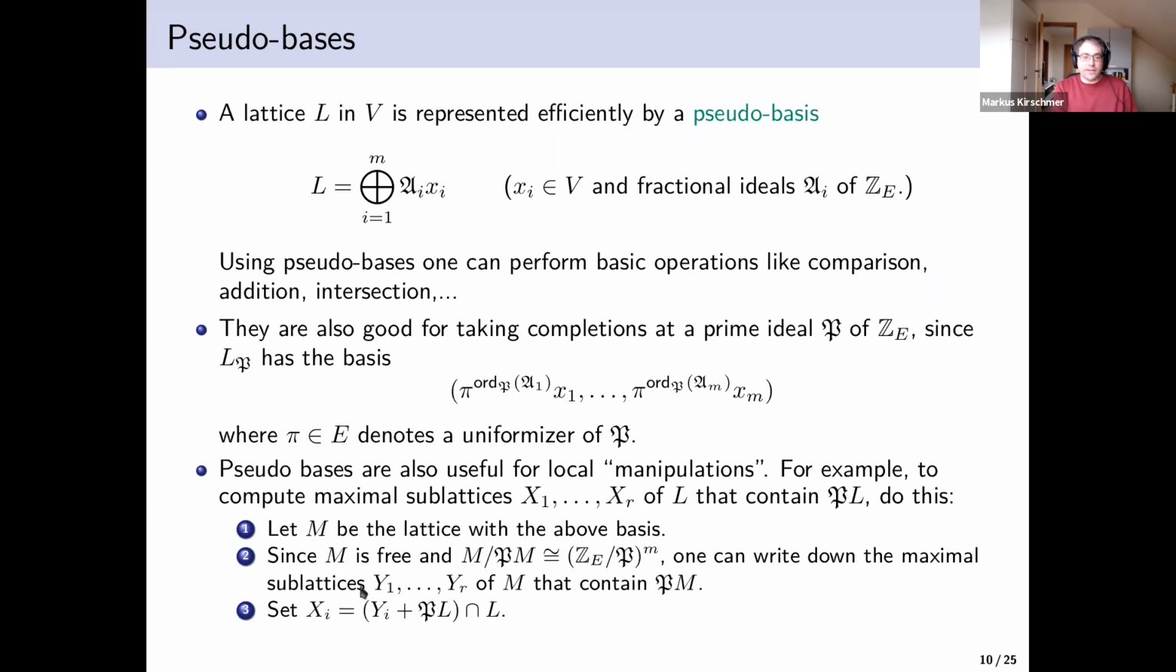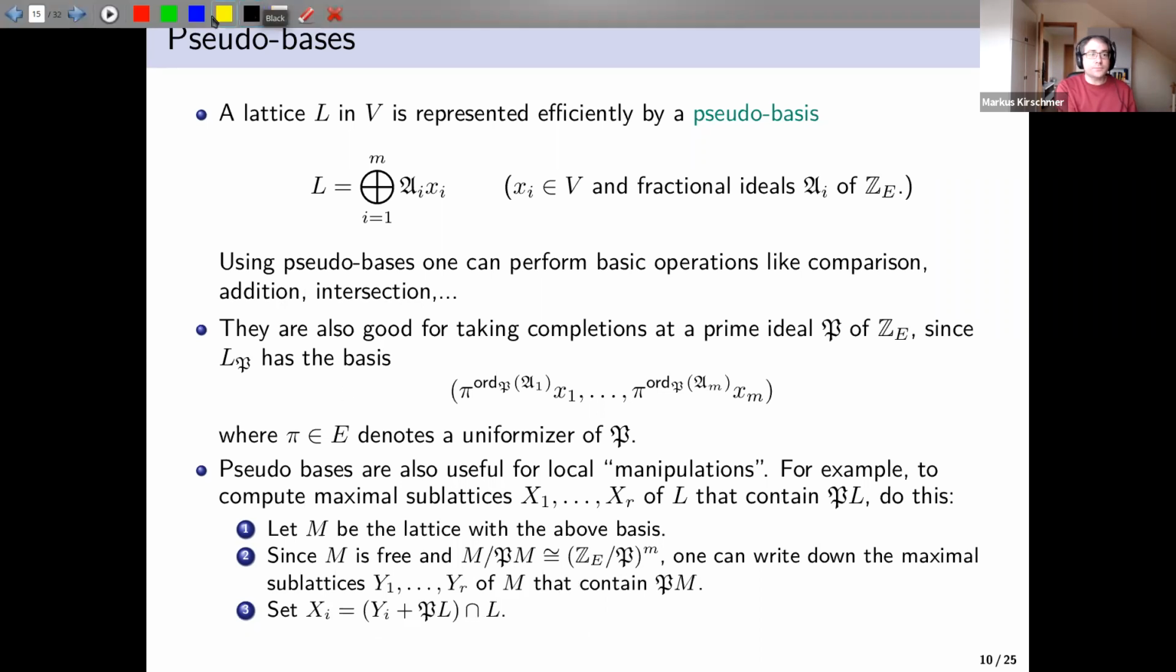So in a vector space, I know what the submodules with codimension 1 look like. I can write down all the subspaces of codimension 1. Then I take the pre-image in M. So this yields me Y1 up to YR. These are lattices in M having index P. And then the funny thing is, you can now define this one. You take Yi, you add P times L, and you intersect with L.